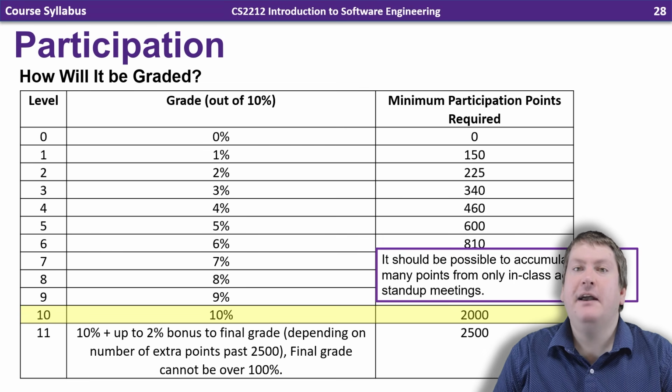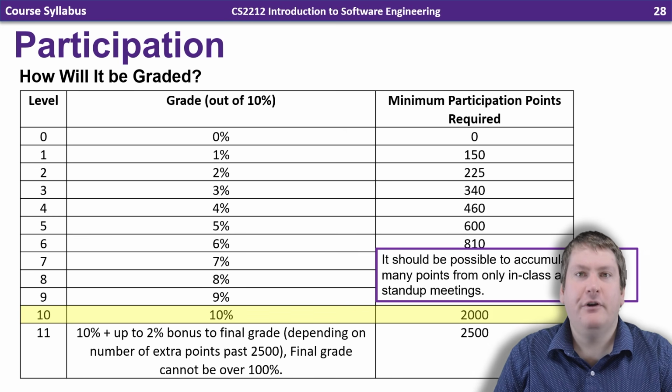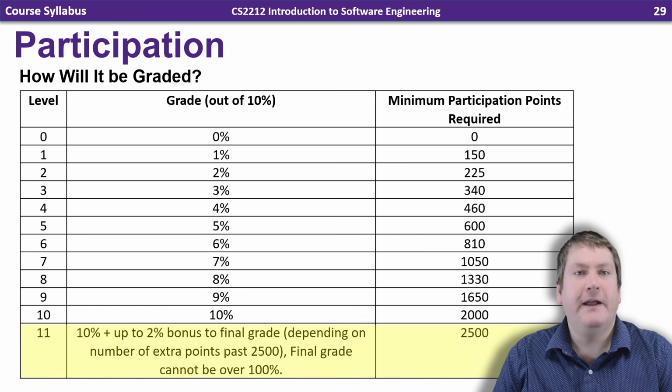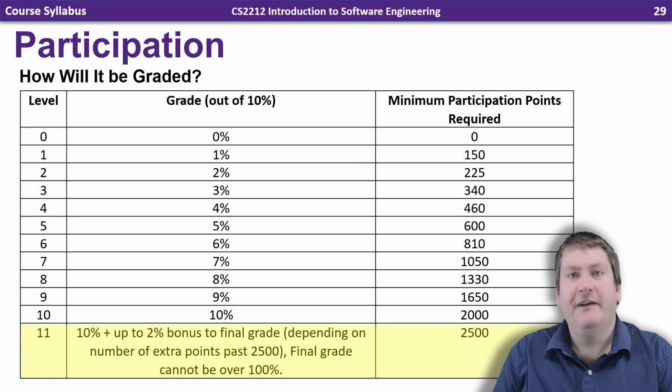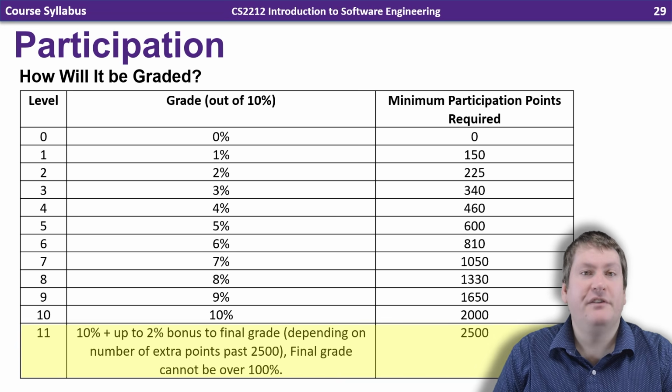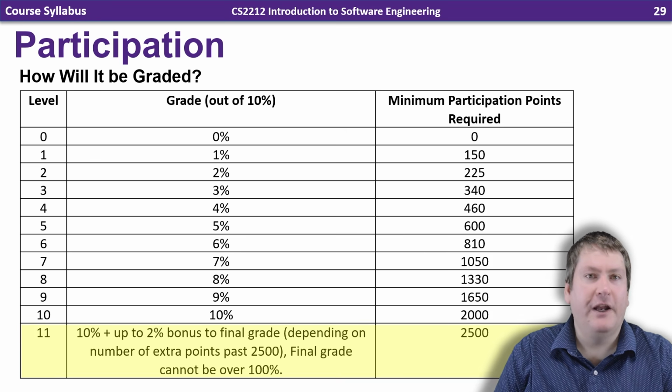Now I will point out, to get to this 2000 level, you should be able to do this by simply attending every Tuesday lecture, as well as attending every stand-up meeting with your team. So the system isn't too hard to get a full participation grade, and there are many other ways to earn participation points in case you miss a lecture or a stand-up meeting. The other thing I should mention is there is this level 11 here, which is bonus points. So if you somehow get over 2,500 participation points, which is intentionally going to be somewhat hard, you will get a bonus applied to your final grade that won't be more than 2%.